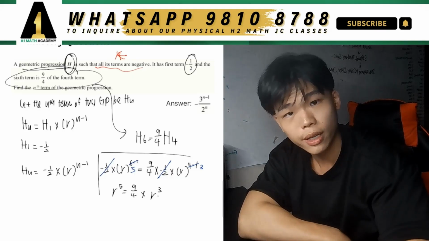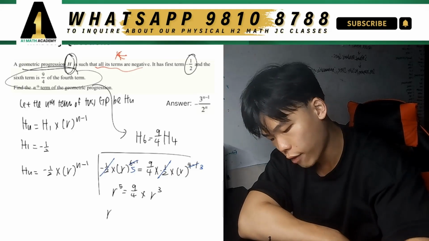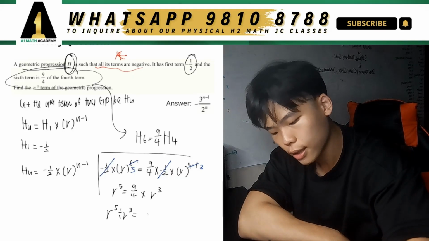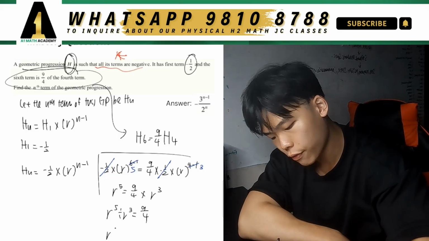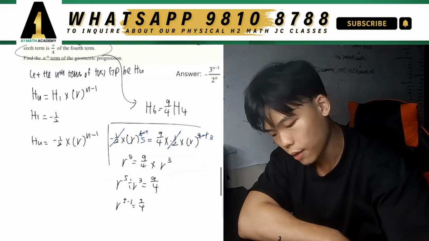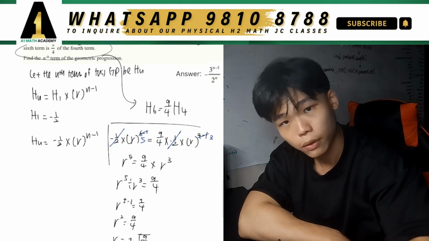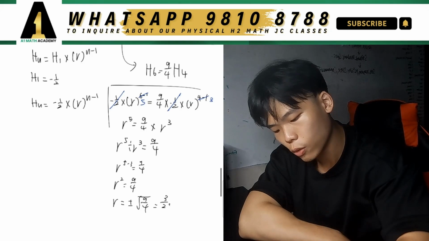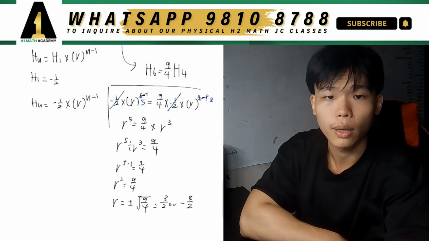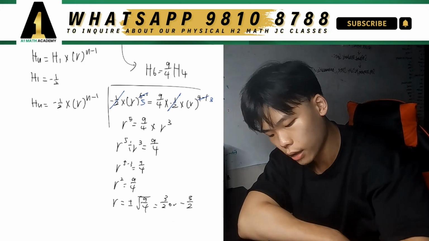Now, bringing the r^3 over to the other side, I will have r^5 divided by r^3 is 9 over 4. And r^(5 minus 3) is 9 over 4. Therefore, r^2 is 9 over 4. So r is plus minus square root of 9 over 4, right? Which will give me 3 over 2 or negative 3 over 2. Now, at this point, you have two possible values of r. Which one will you take?